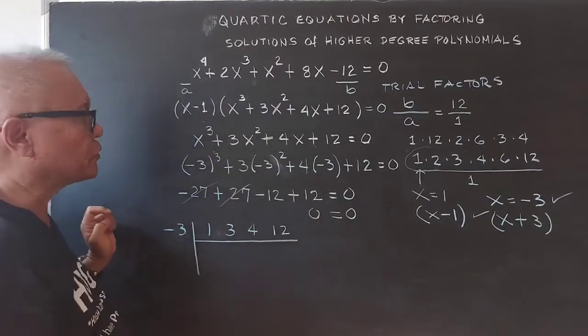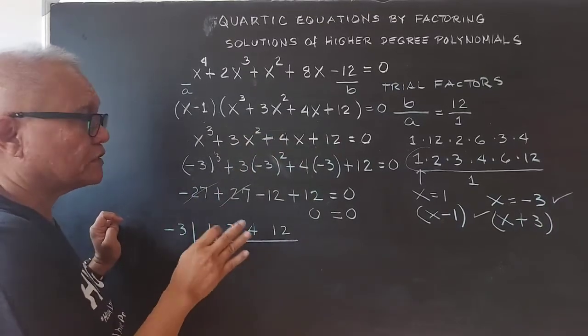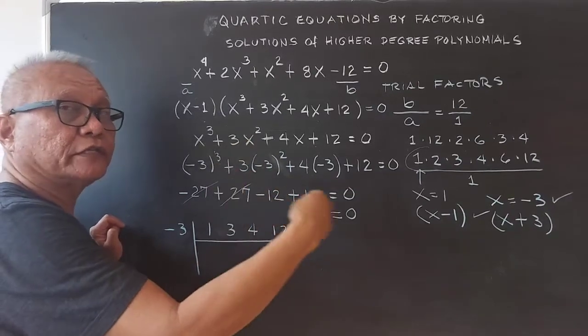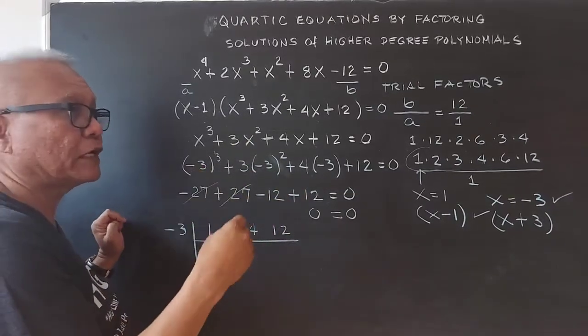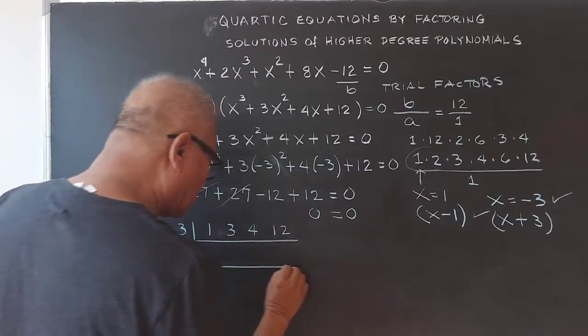So there is no missing term. 3, 2, 1. You always check. If there is a missing term, for example, there is no x squared, you put 0 and then continue. Don't leave that one without 0.